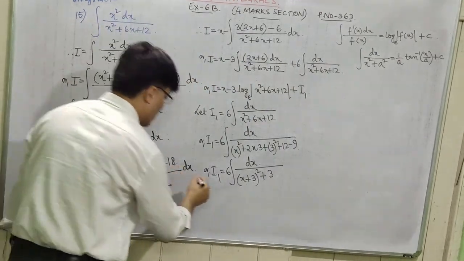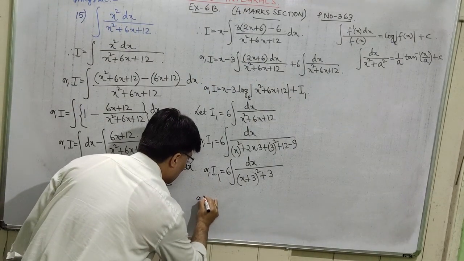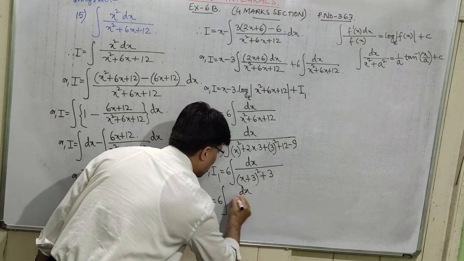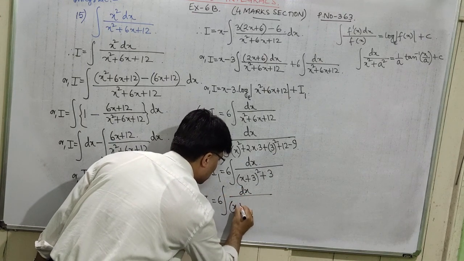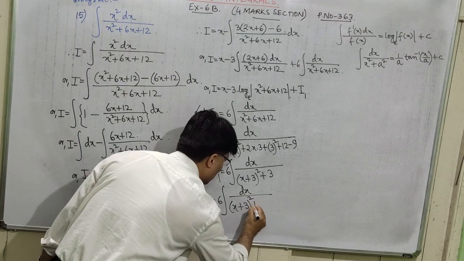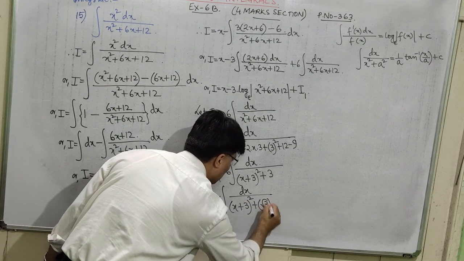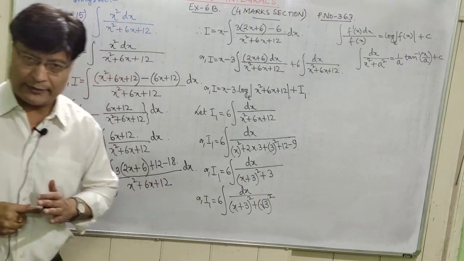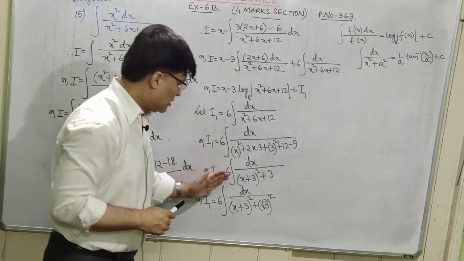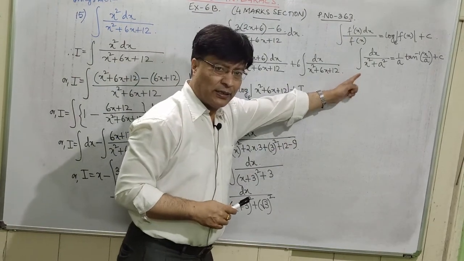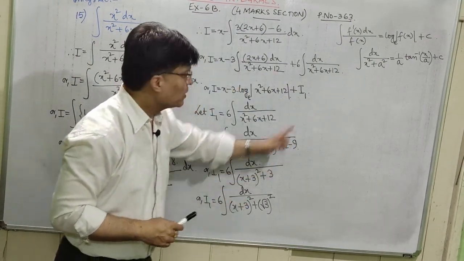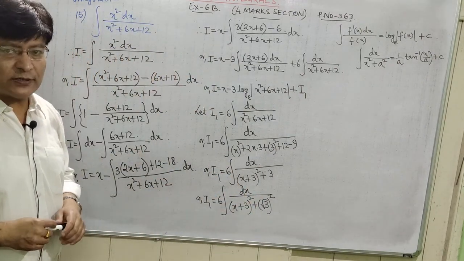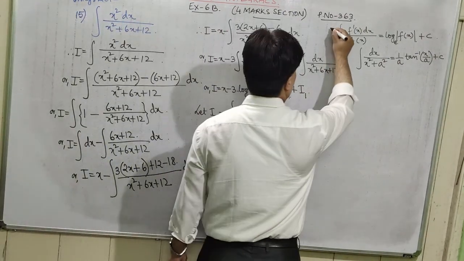Okay. So this is I1 is equal to 6 integration of dx divided by, this is x plus 3 whole square plus, what is 3 here? 3 can be written in terms of whole square, that is root over 3 whole square. Okay. So this is your standard form number 1. Instead of x here there is x plus 3. Instead of a here there is root over 3. So we can use that first standard form. Okay. These are the formulae.